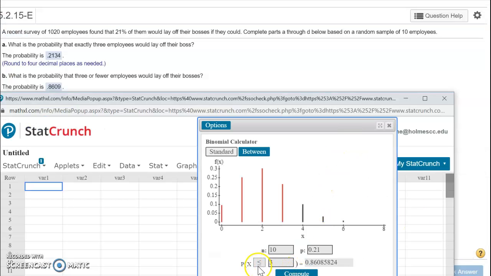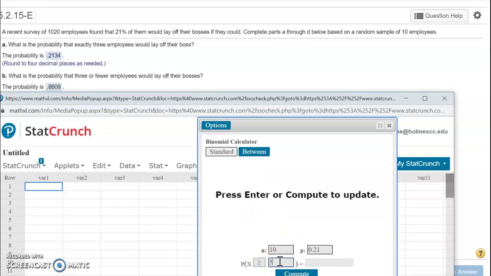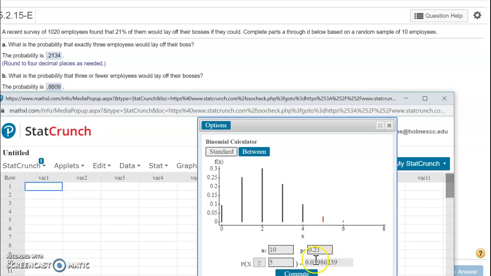Okay. For the next one, the probability that 5 or more, so let's see if I can get our calculator back up. 5 or more would be greater than or equal to 5. So we put 5 in, hit compute, and we get 0.0399.